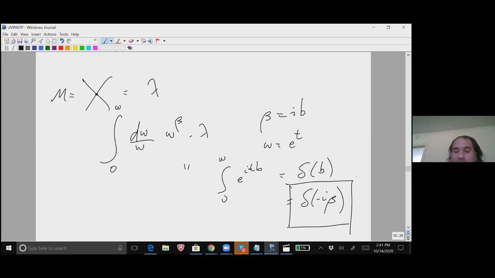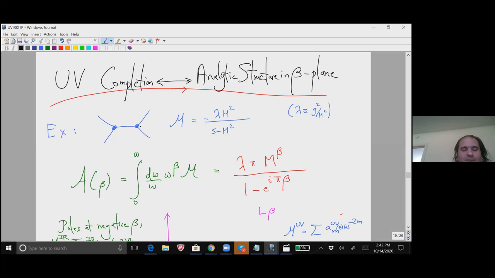So now we're going to do something else. Now we're going to imagine that instead, we have some phi cube theory, some massive particle. So this guy's massive, sorry, mass m, and I integrate it out.